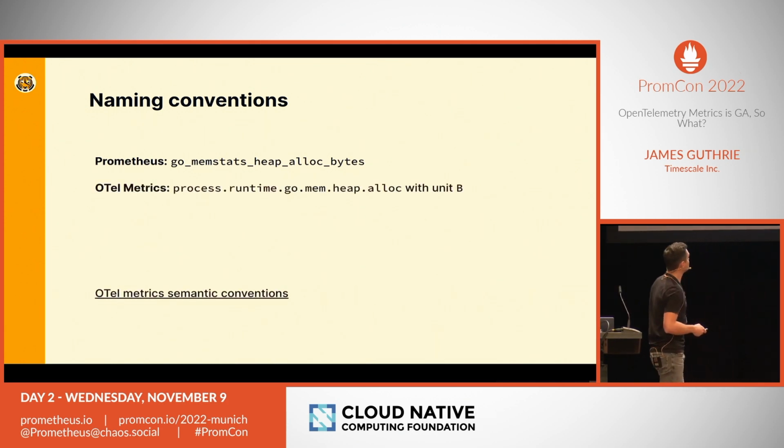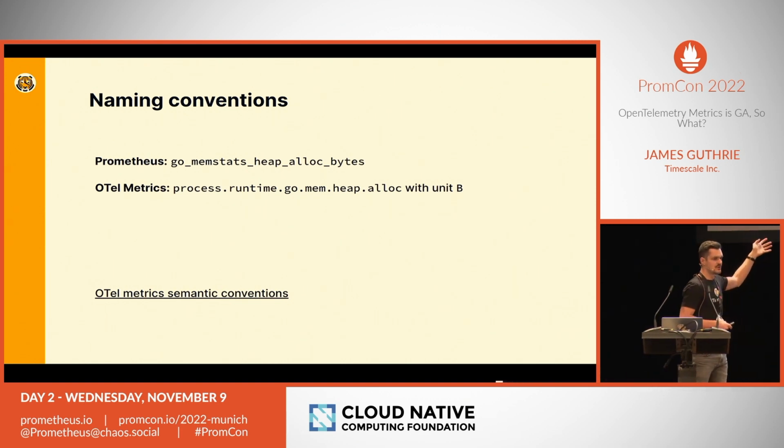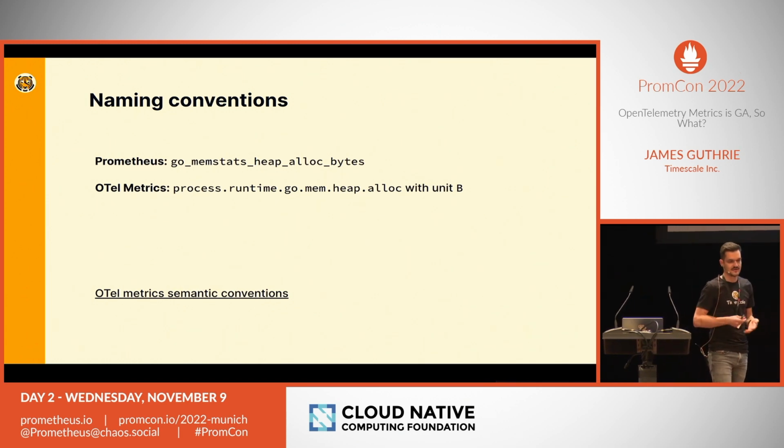But in OpenTelemetry metrics, this guy is called process.runtime.go.mem.heap.alloc with the unit of bytes. So the name is very different. And this name comes from these OTel Metrics semantic conventions. I've linked the document here. It's interesting to go through and see how they see the world. It seems like a nice way to look at things, but the bottom line is it's different.